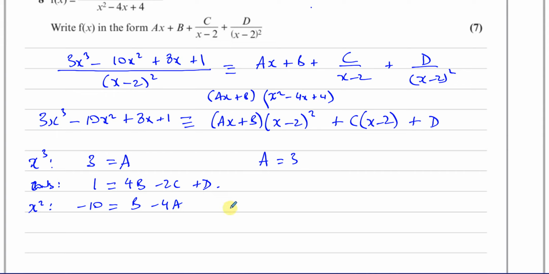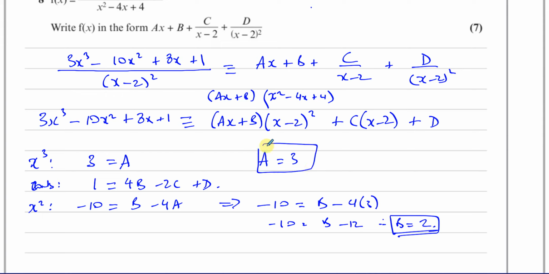So I know what a is already. I know it's 3, so I can go on to find out what b is. I have minus 10 is equal to b minus 4 times 3. So minus 10 equals b minus 12. Therefore b is equal to minus 10 plus 12, which is 2. So I have b equals 2 and a equals 3.